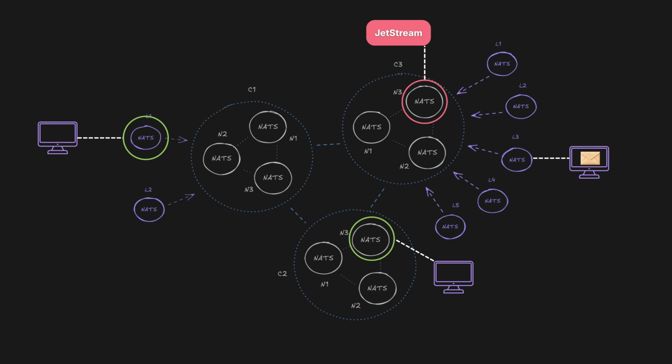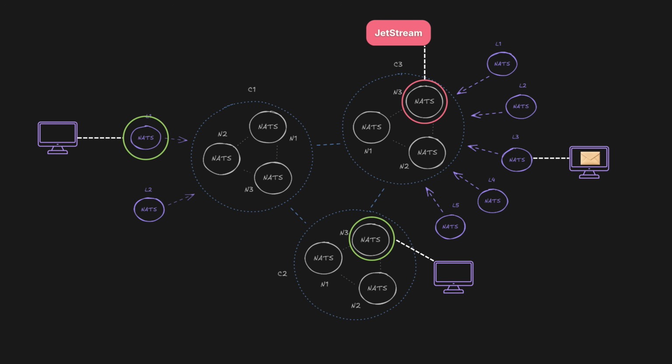Now we're going to connect a client to our third leaf node off of cluster 3, and in this instance we have JetStream enabled and subscribed to the subject our trace message is publishing to. We also have 2 additional subscribers listening to the same subject. One of these subscribers is subscribed to a leaf node off cluster 1, and our other subscriber is subscribed to a normal cluster node in C2. Our message will ultimately reach all 3 of these subscribers.